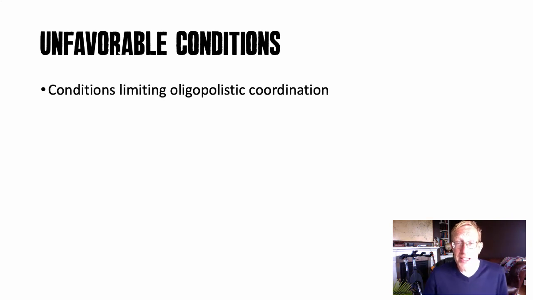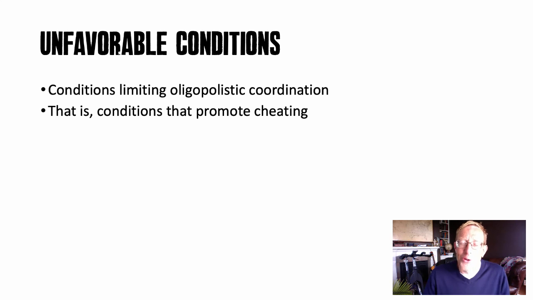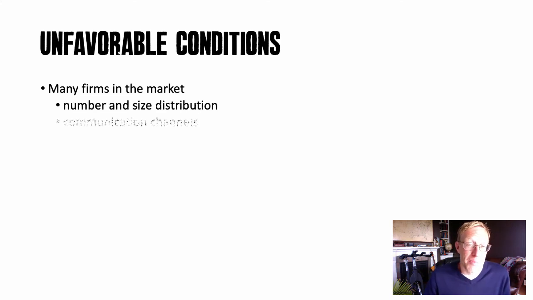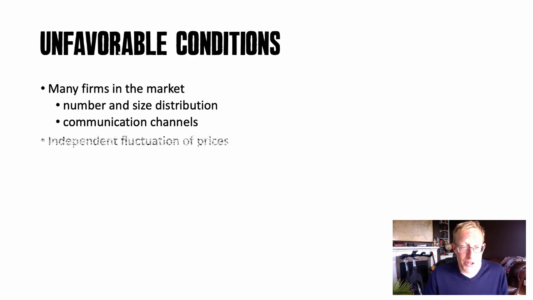So if there are conditions limiting oligopolistic coordination, that means that there would be things that promote cheating, such as there being many firms in the market. The more participants you have in the market, the harder it is to identify who the cheater is, or if cheating's going on at all, because they may not be changing the overall output all that much, because it's just one of many different firms. That also, if you have lots of firms and you have to have lots of communication between the firms, it's easy to lose.